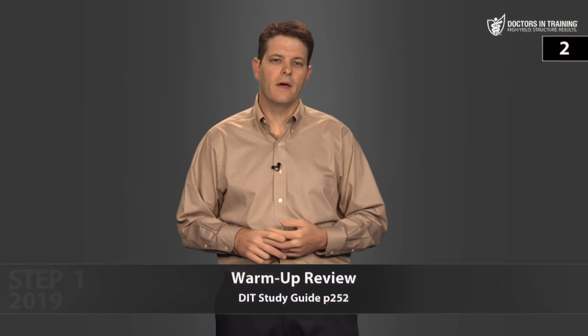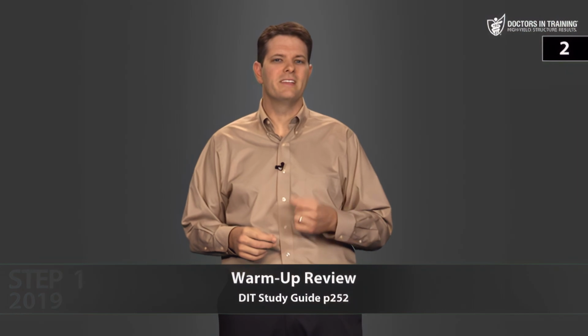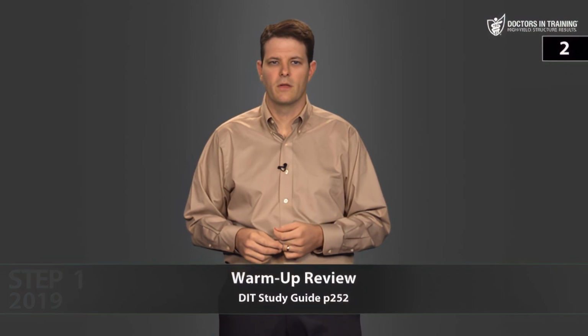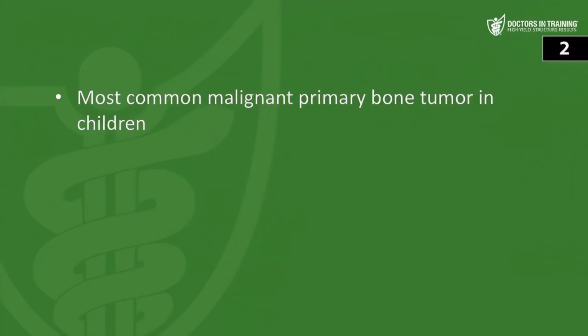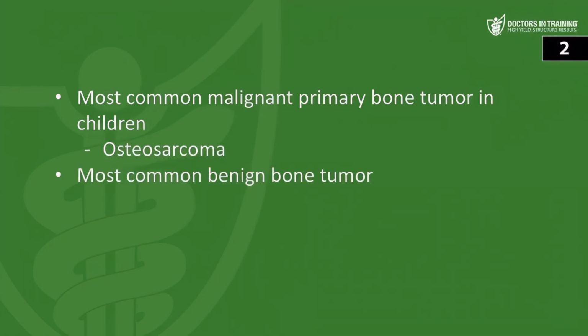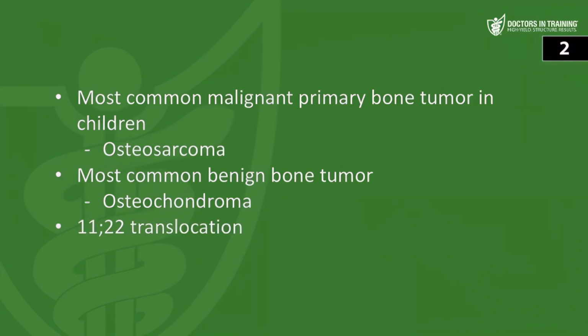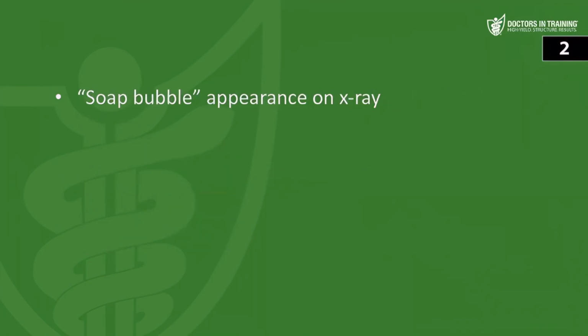And the last question, which primary bone tumor fits each of the following descriptions? So the most common malignant primary bone tumor of children is osteosarcoma. The most common benign bone tumor is osteochondroma. 11;22 translocation is seen in Ewing sarcoma. The soap bubble appearance on X-ray is an osteoclastoma.